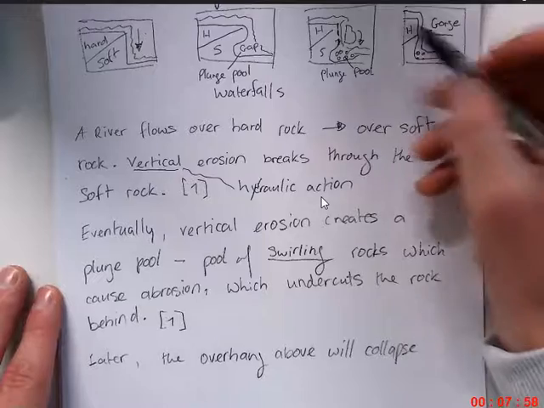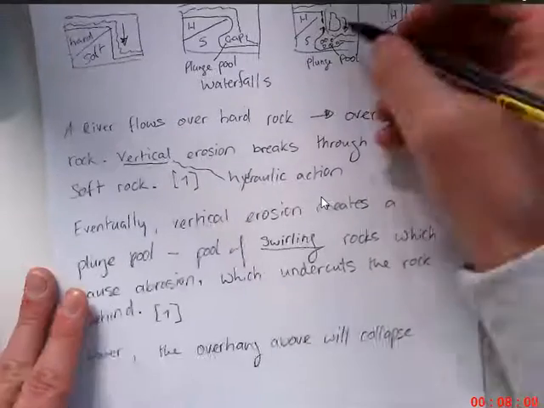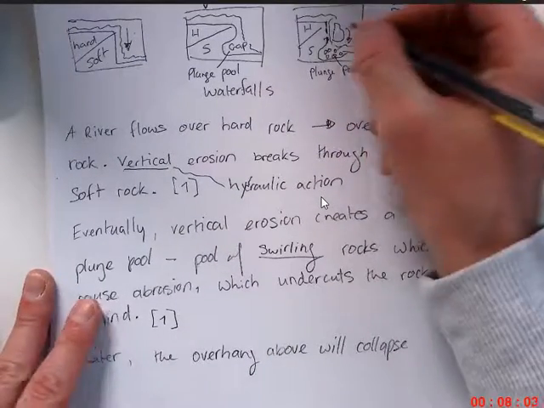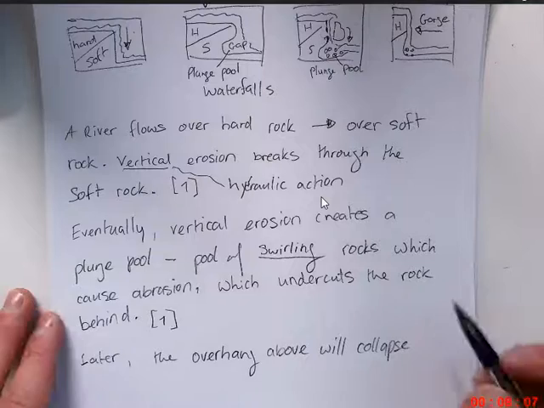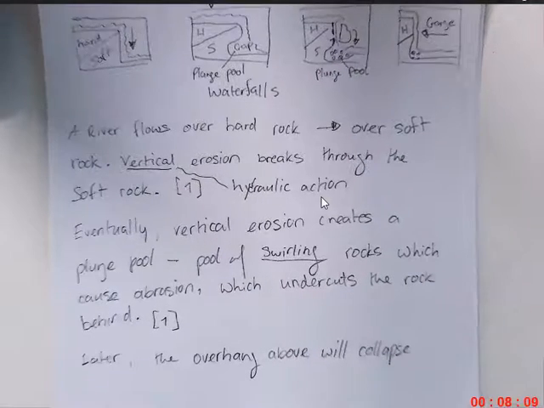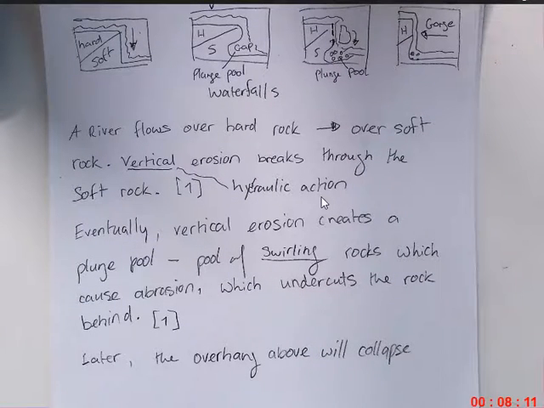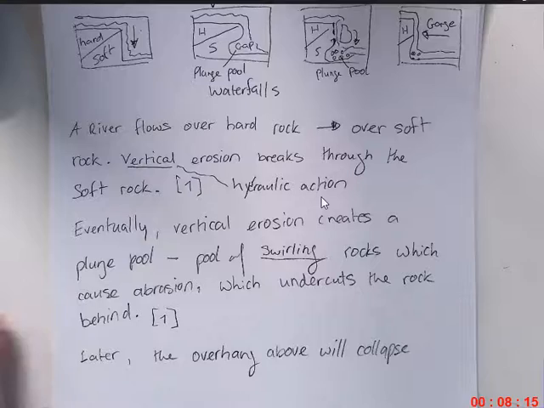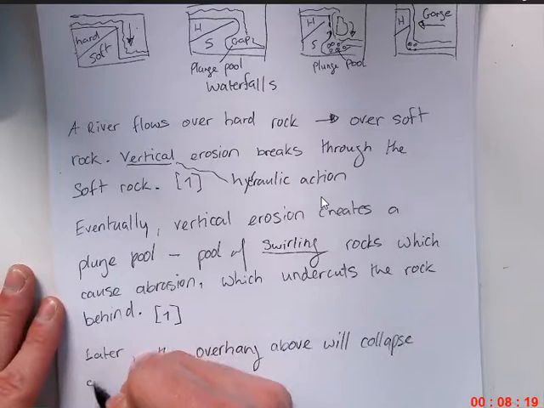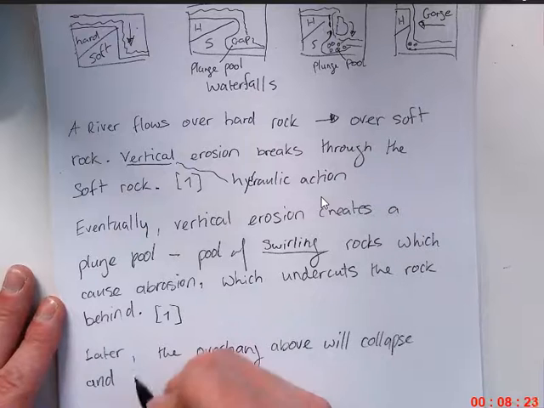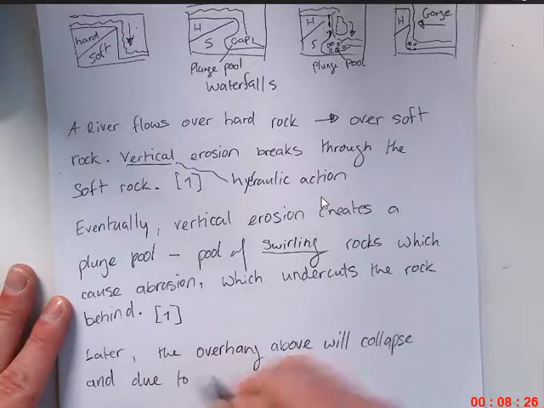Sorry, I said earlier on that the overhang is soft rock, but actually it can be hard rock. Well, most of the time, that overhang is going to be hard rock. You think about it, it's been left there for so long, the only reason it's going to collapse is because the rock underneath it is being eroded away. So, the overhang above will collapse. Don't need to write about it being hard rock, but the overhang above will collapse due to this undercutting.